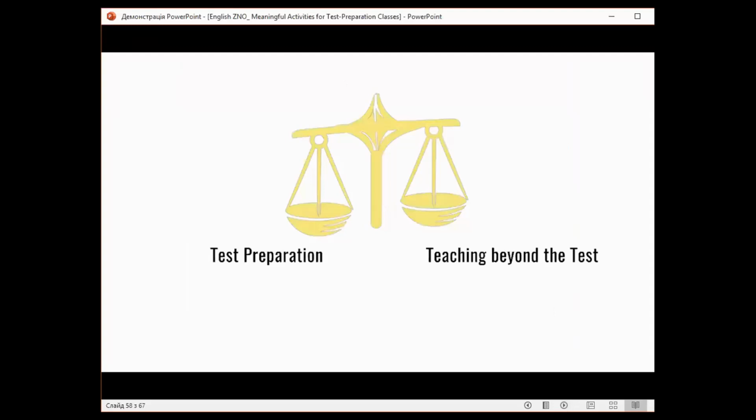And of course, the biggest issue for you will be to find the right balance between test preparation and teaching beyond the test. Because as I said, as it gets closer to the test, we feel more pressure to do the direct test preparation, right? But if you have more time, you should try, because you understand the importance now, because you know that they will remember the information better if it is appealing to them in some way.